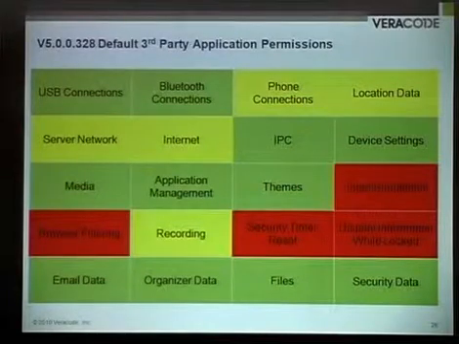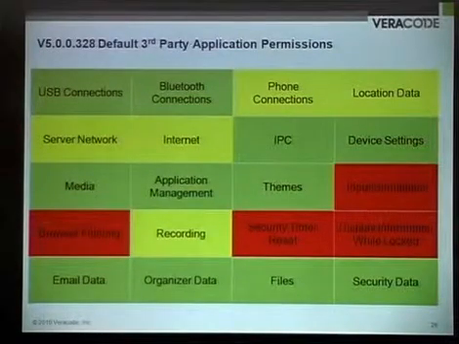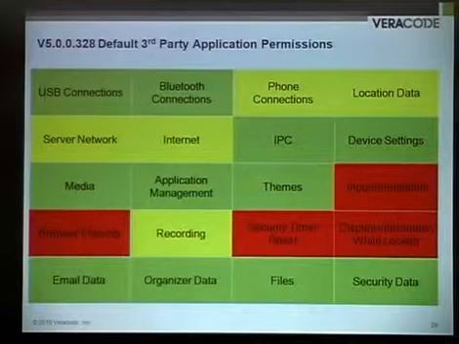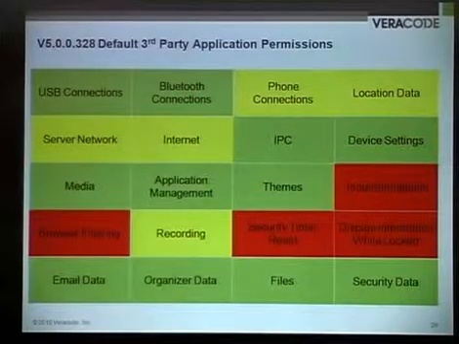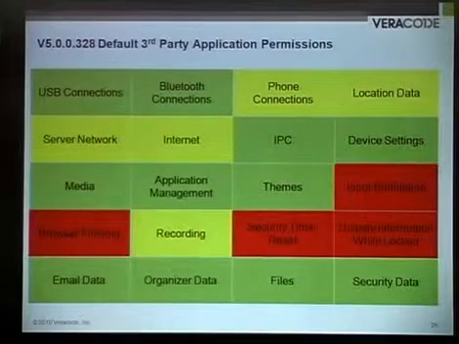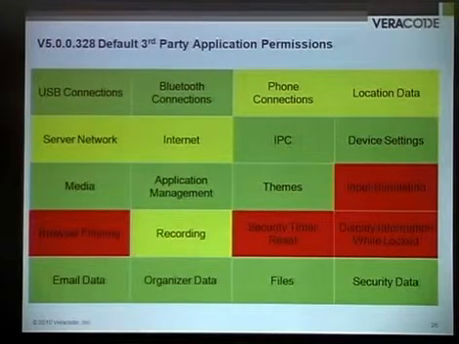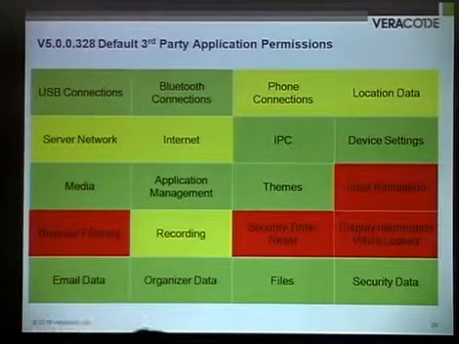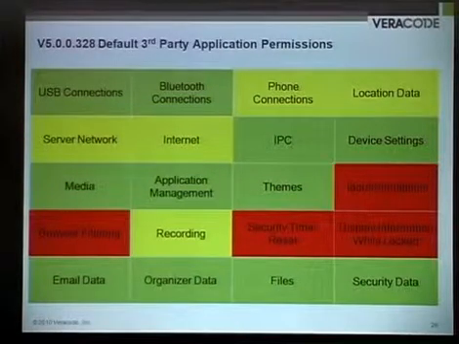This is a 5.0 version, so they changed it a little bit. They added a couple of boxes here, but again, the bottom row, email data, organizer data, files, that stuff's all accessible to the application. And this is without pressing the little prompt that says, do you trust this application? This is by default.